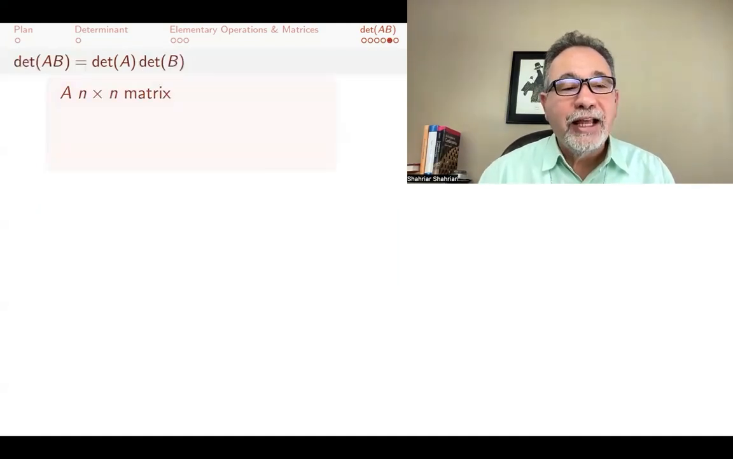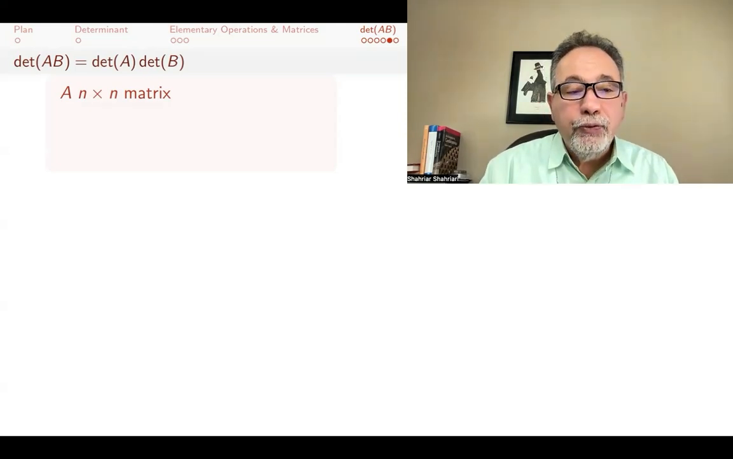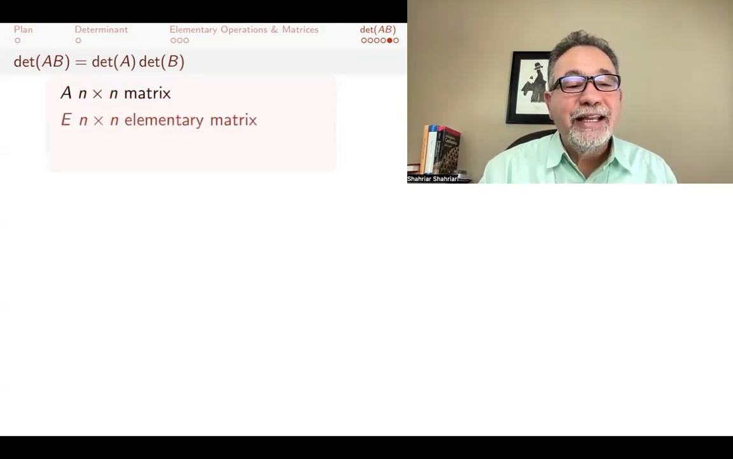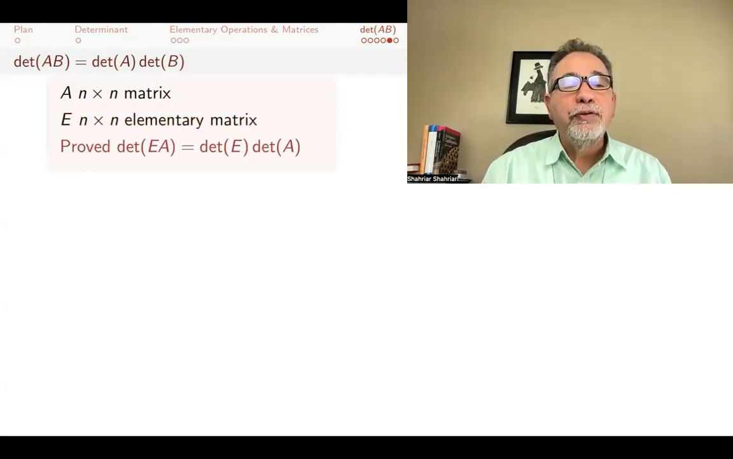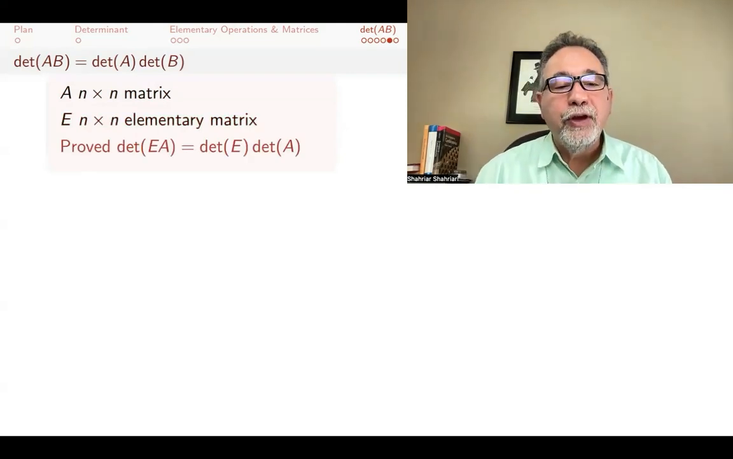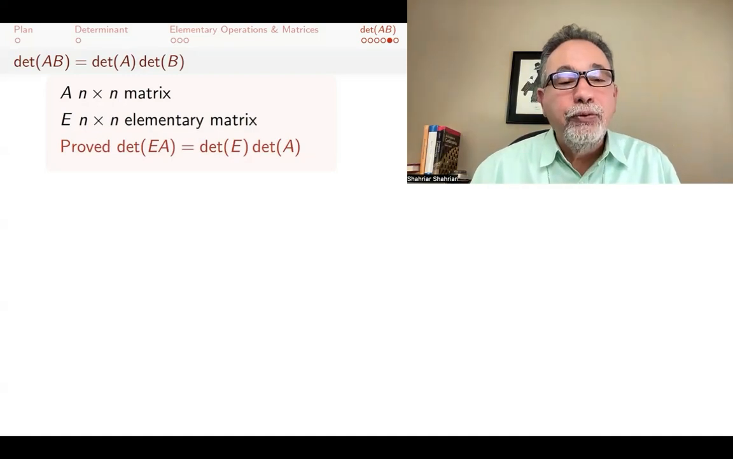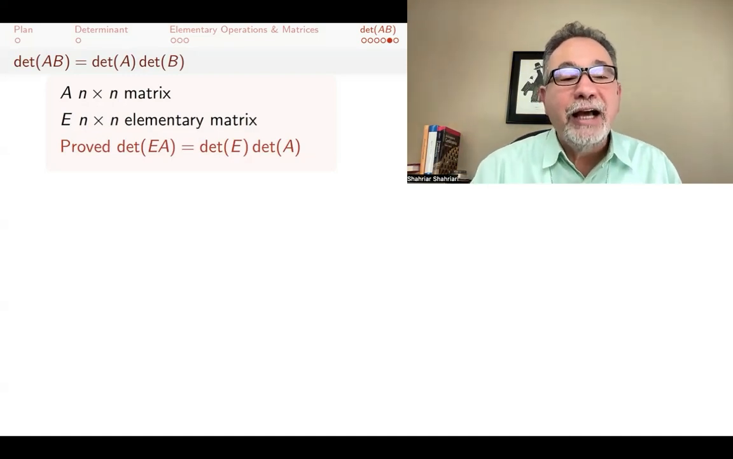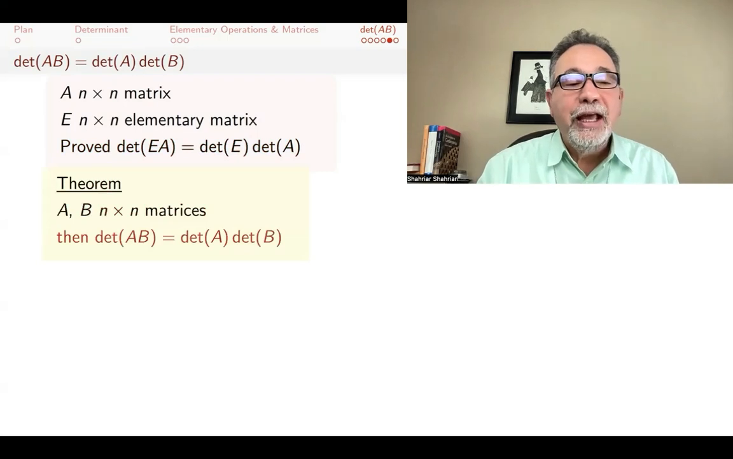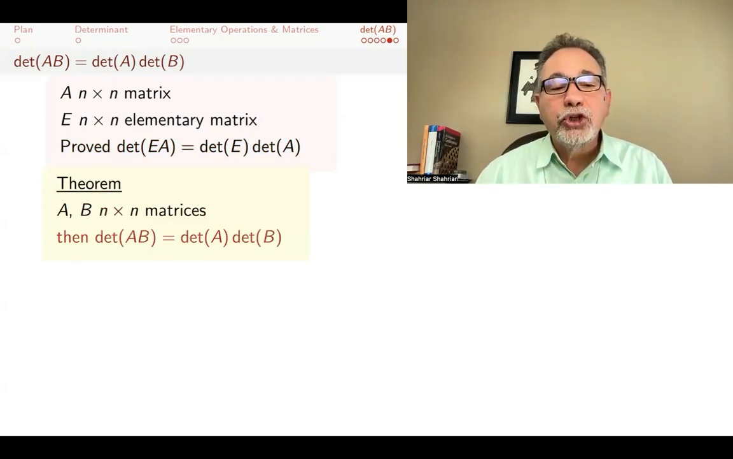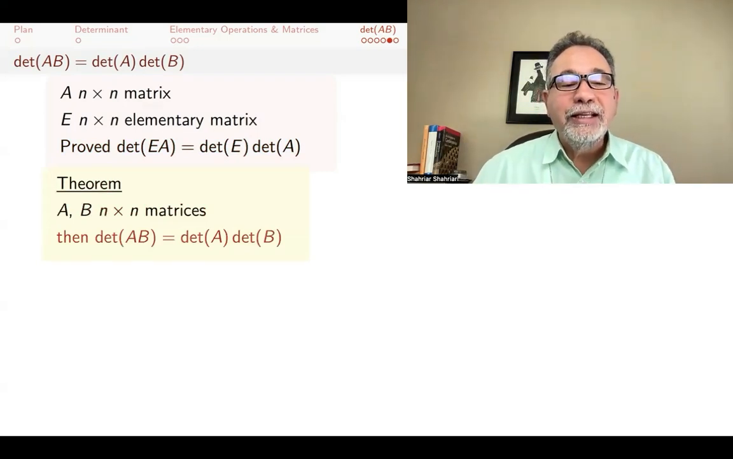Our main theorem in this lecture is that determinant of AB is determinant of A times determinant of B. We have already proved that if A is an n by n matrix and E is an elementary matrix, then the determinant of EA equals determinant of E times determinant of A. We want to bootstrap that and prove that this is true even if E is not an elementary matrix. Here's our theorem. A and B are two square matrices. We want to show that the determinant of AB is the same as determinant of A times determinant of B.